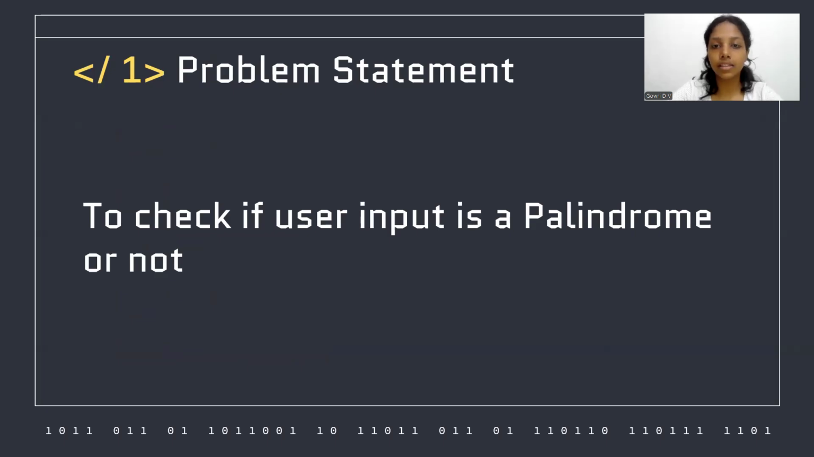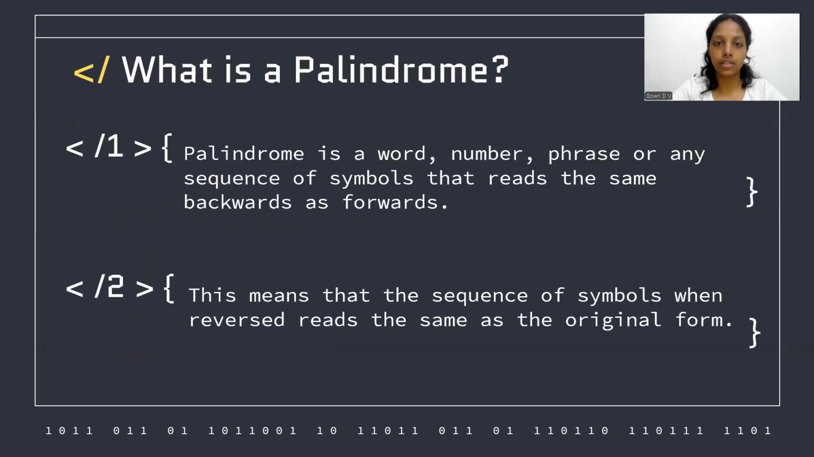The word that stands out here is palindrome. Let's try to understand what palindrome is. Palindrome is a word, number, phrase, or any sequence of symbols that reads the same backwards as forwards. This means that if we have a sequence of symbols and we reverse it, it would read the same as it originally did. So that is a palindrome.